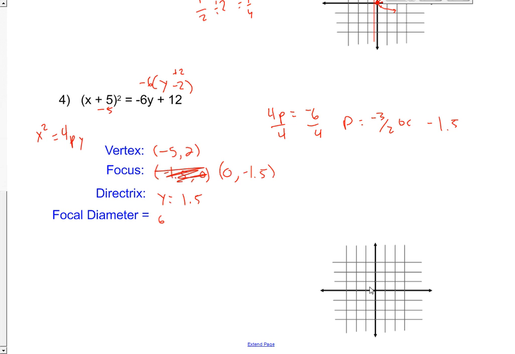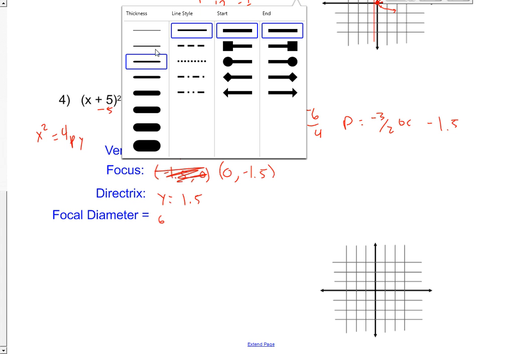All right, so now we're ready to graph this. So our vertex here would be at negative 5, 0. I'm going to put some lines on here.